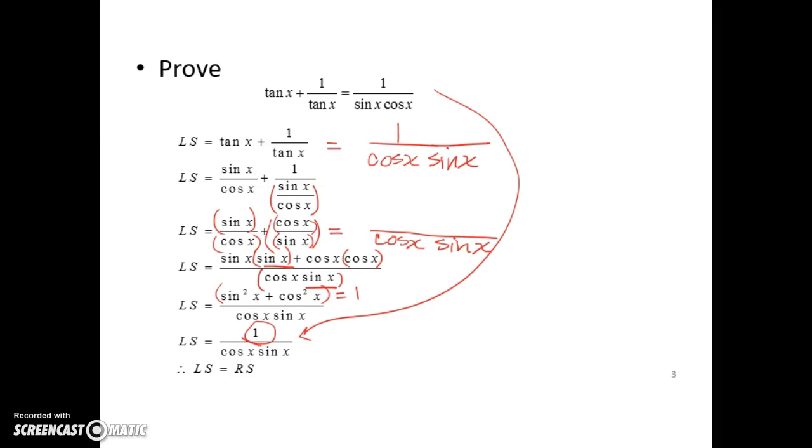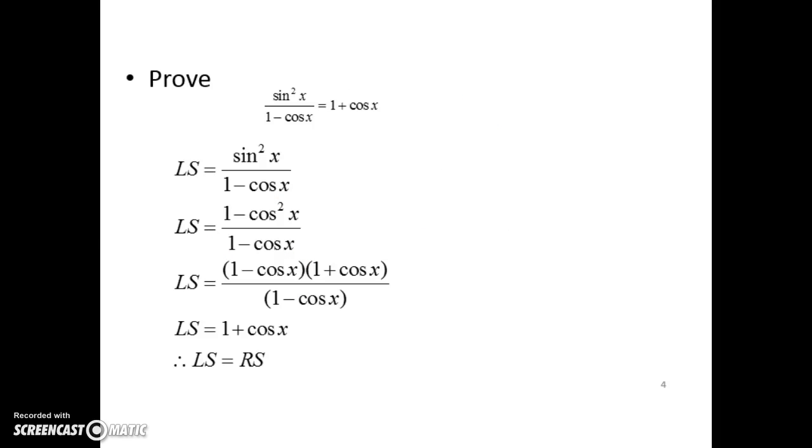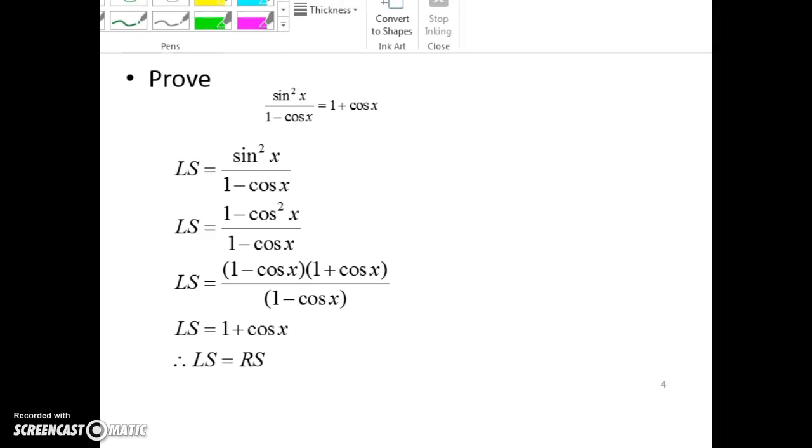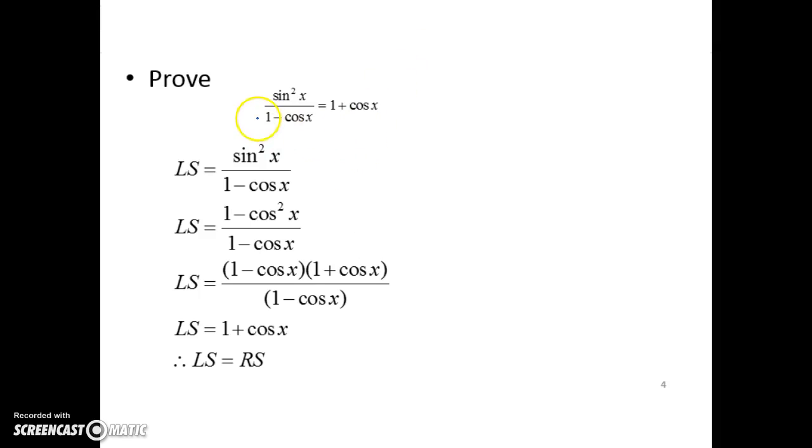One final example. Let's look at this last one. The sine squared of x over 1 minus cosine equals 1 plus cosine. So let's see what we can do here. I know that the sine squared of x can be rewritten as 1 minus cosine squared. And that is the difference of two squares. So that's 1 minus cosine times 1 plus cosine. And those cancel. And sure enough, my left-hand side equals my right-hand side.